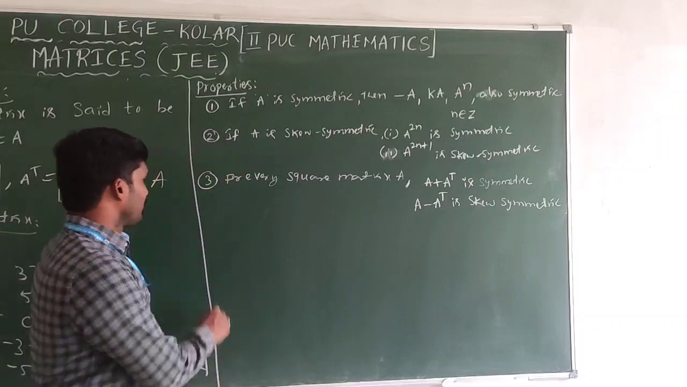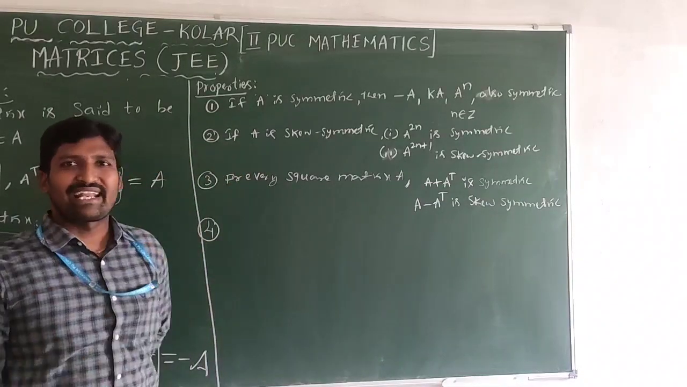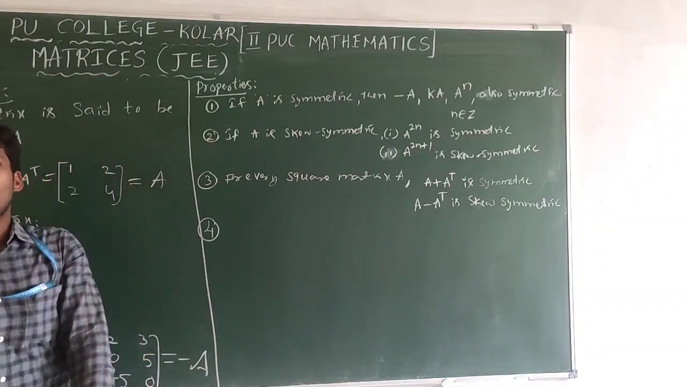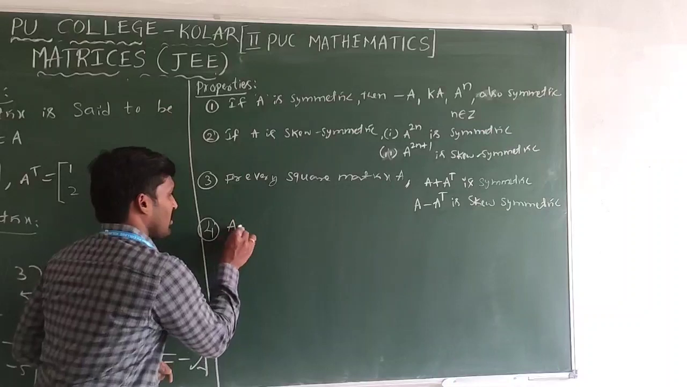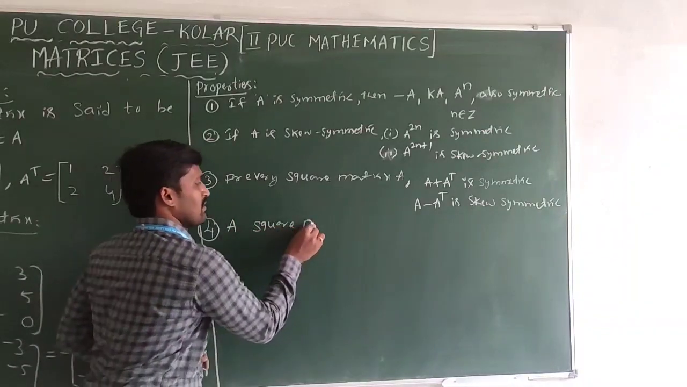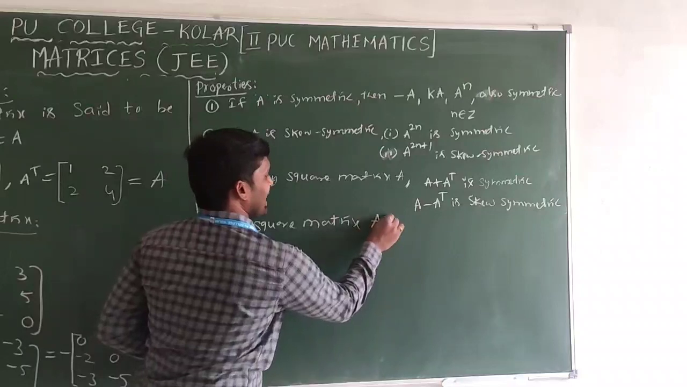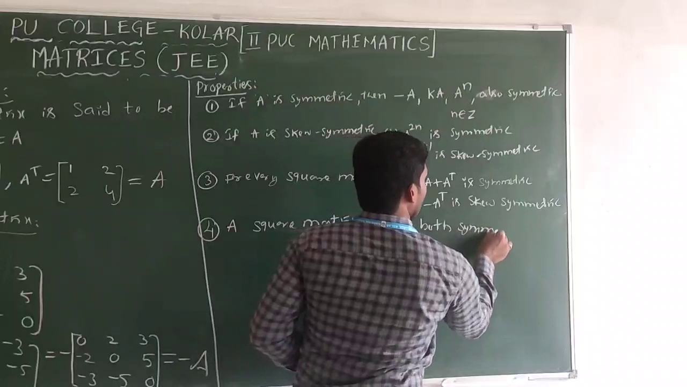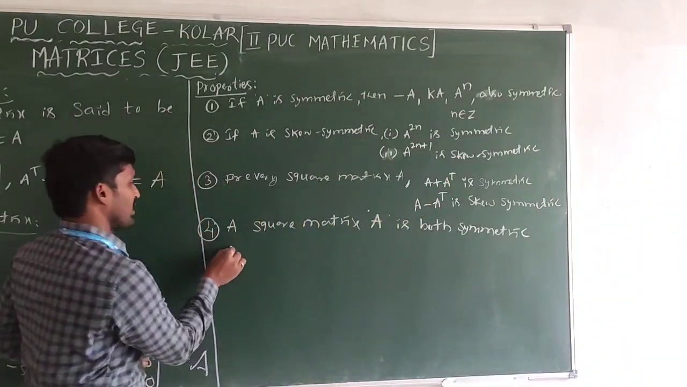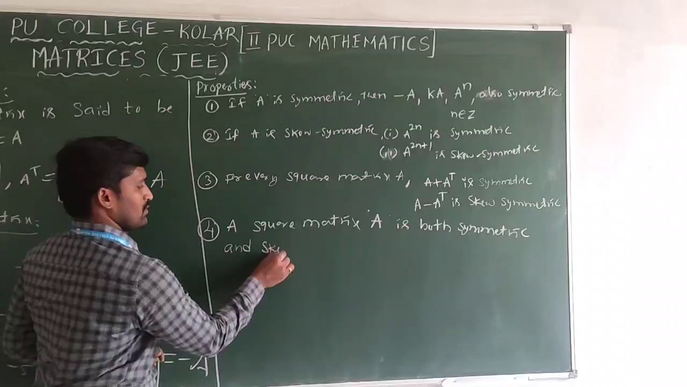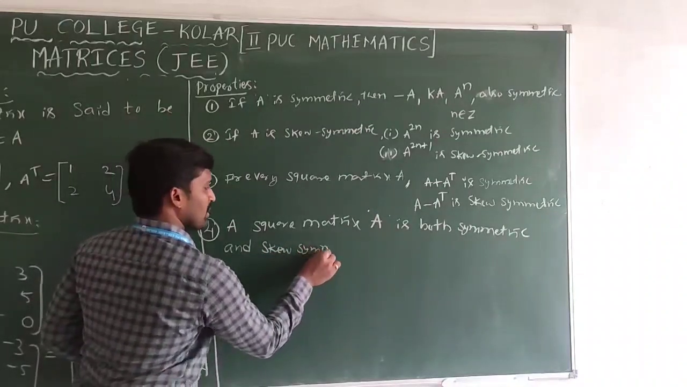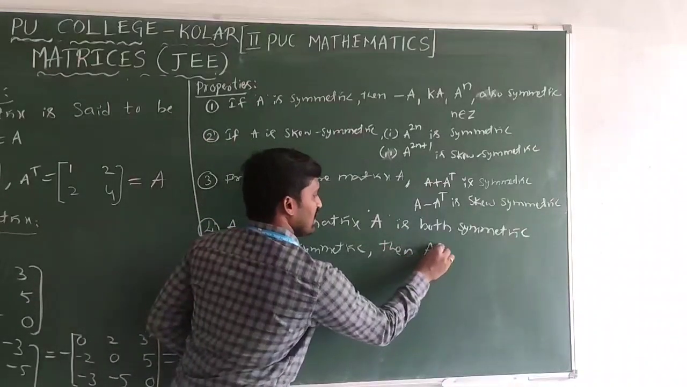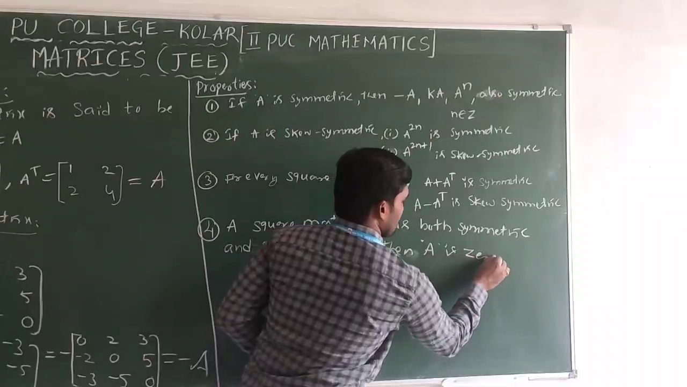Next, fourth one. If a square matrix A is both symmetric and skew symmetric, then that matrix is compulsorily a zero matrix. A square matrix A is both symmetric and skew symmetric, then A is a zero matrix.